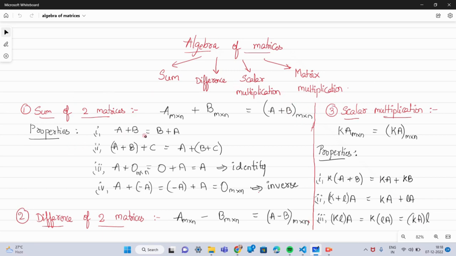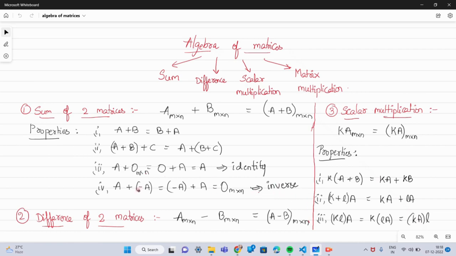Coming to the properties, it follows the commutative property, that is A plus B is equal to B plus A, and it follows the associative property, and it follows the identity property, which means what should be added to the A matrix so that the output also will be the A matrix. It is the null matrix we should add, of the same order m cross n.